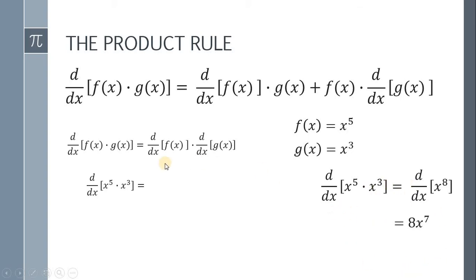Now, gamitin natin yung derivative of f of x times the derivative of g of x para makita natin na hindi siya true at hindi natin siya dapat gamitin. Okay? Unahin natin. So, derivative of x raised to 5 times the derivative of x raised to 3. Now, derivative of x raised to 5, we have 5x raised to 4 using power rule times the derivative of x raised to 3, we have 3x squared.